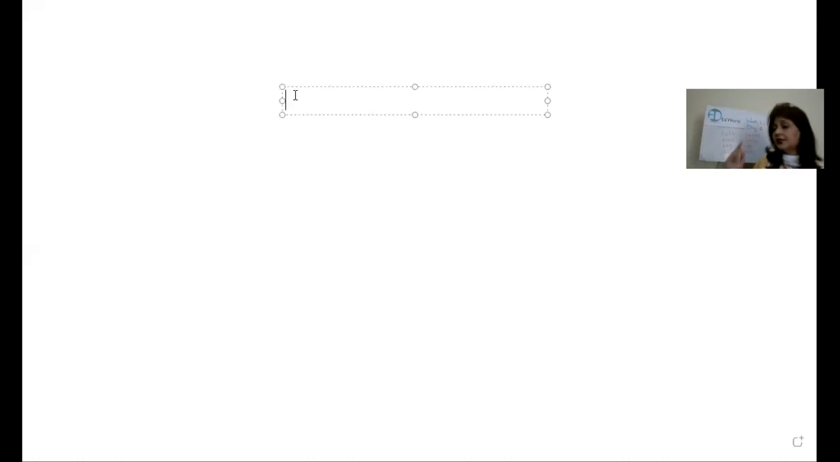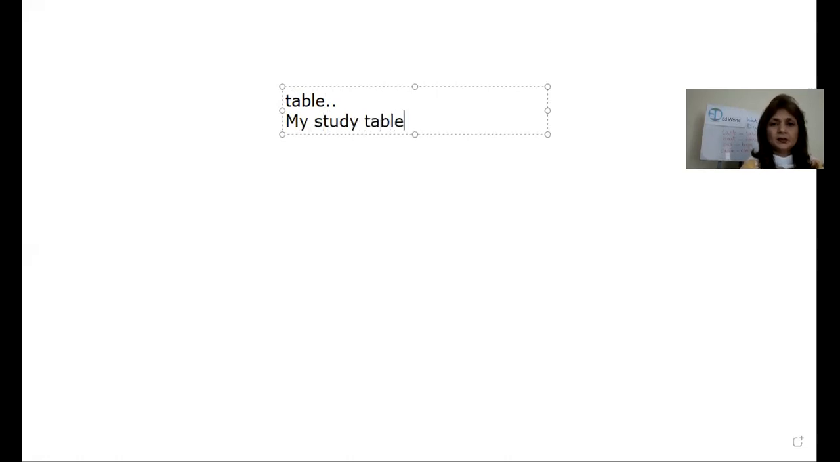Okay, the first word is table. Now how am I going to make a sentence with table? My study table is very small. Okay, my study table is very small. Now this was with table only. This sentence was with a singular. Now with plural, tables.